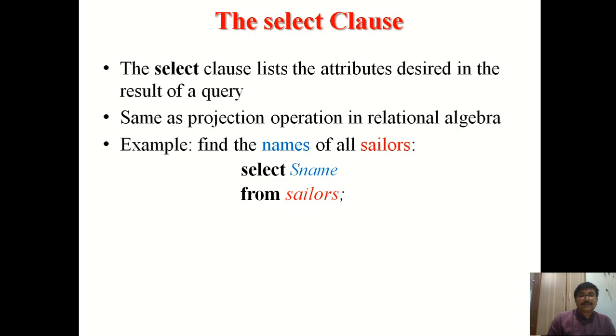So we have an example here. Find the names of all sailors. That means here we need to display the names of each sailor from the sailors table. So the attribute here is S name, and the relation here is sailors. So that's why select is followed by S name, and from is followed by the relation name called sailors.